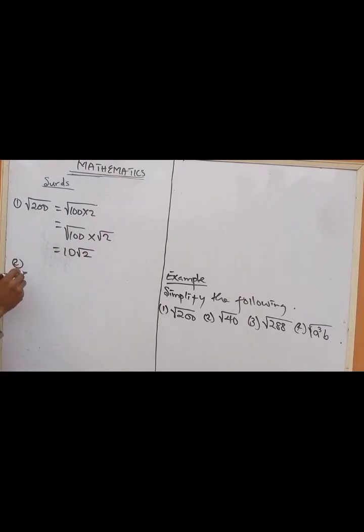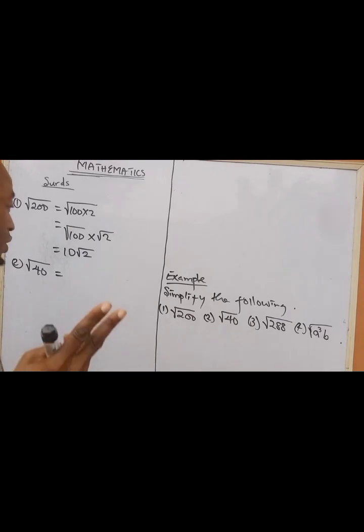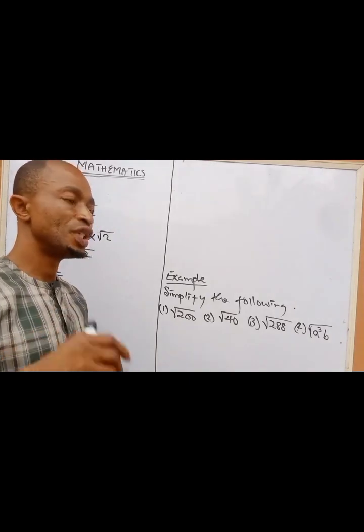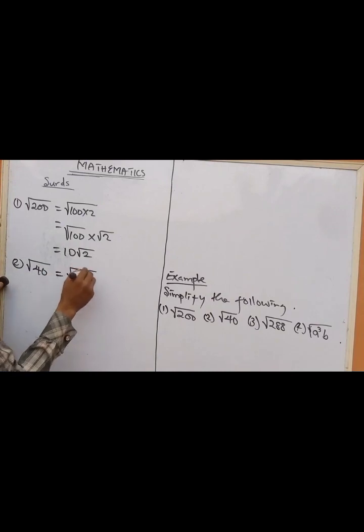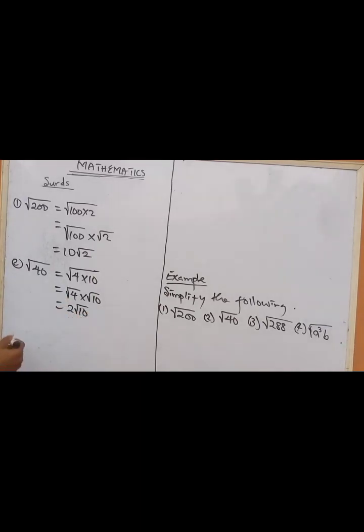The second one, that's root 40. Square root of 40. So we are going to express 40 as a product of two numbers, so that one of the two numbers will be a perfect square, the highest perfect square we can see in 40. That is square root of 4 times 10, which is the same thing as square root of 4 times square root of 10. Now what is square root of 4? That is 2. You multiply it with root 10. That's 2 root 10.